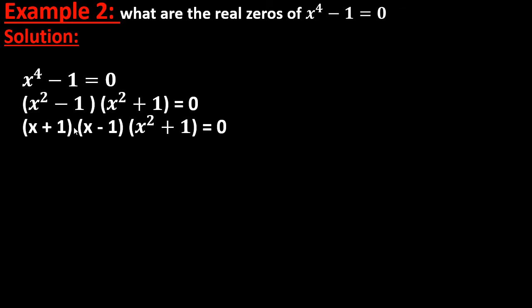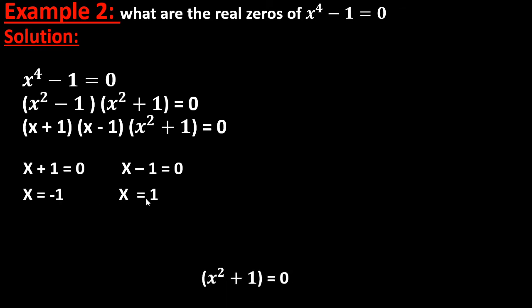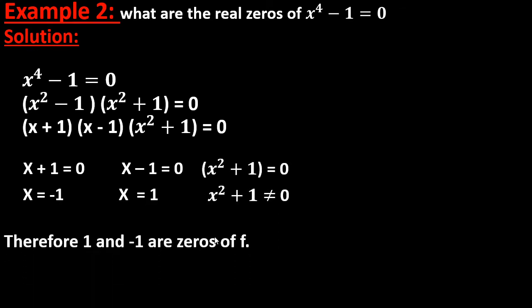So this expression is 0 if and only if x plus 1 is 0, or x minus 1 is 0, or x squared plus 1 is 0. So x plus 1 is 0 if and only if x is minus 1. x minus 1 is 0 if x is exactly 1. But x squared plus 1 is always greater than or equal to 1, because the minimum value of x squared plus 1 is always 1. Then this expression can't be 0 at all. So minus 1 and 1 are the only zeros of f. From this, you can generalize that any polynomial function of degree n has at most n zeros.